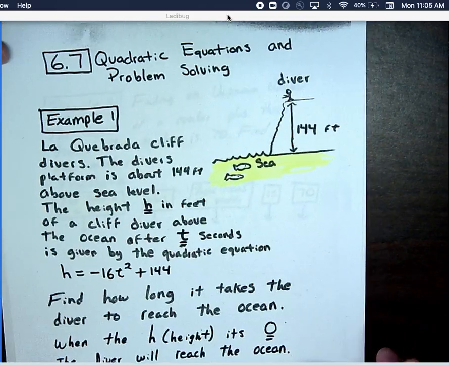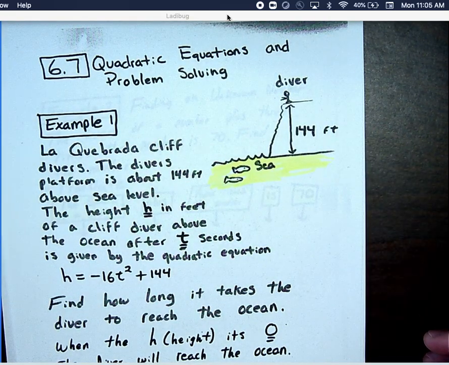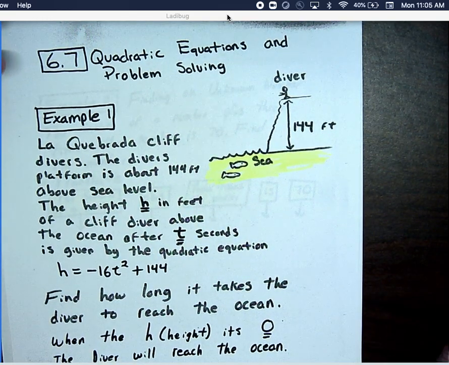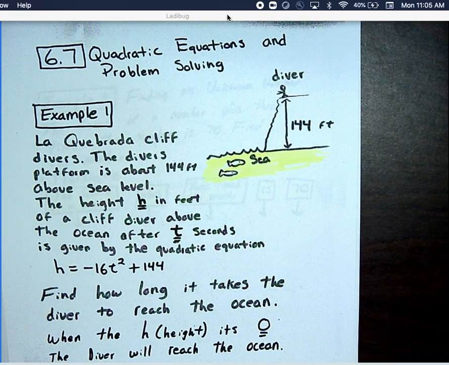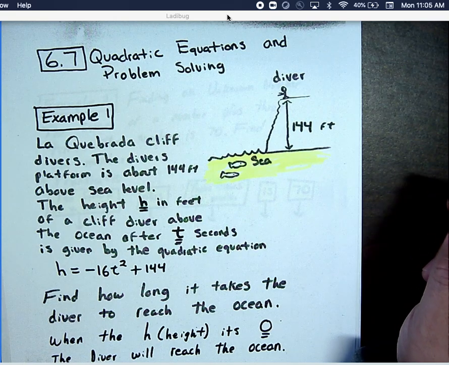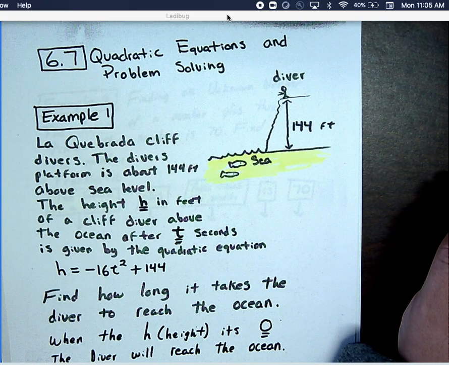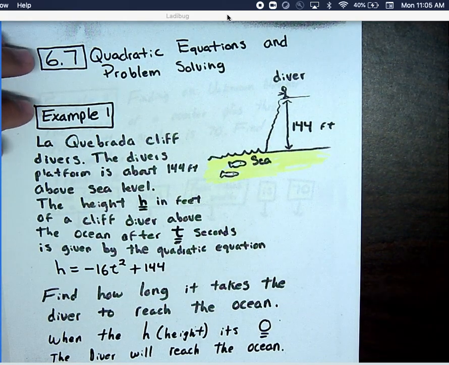Video notes on quadratic equations and problem solving. These are the word problems, the applications of what we were doing on 6.6. So in 6.6 we were looking for the solutions, the x-intercepts, the zeros, and we did that by factoring the polynomials, the quadratic polynomials. Sometimes we had cubic ones, and it's the same thing except they're adding the application part. So I'm going to do this video.